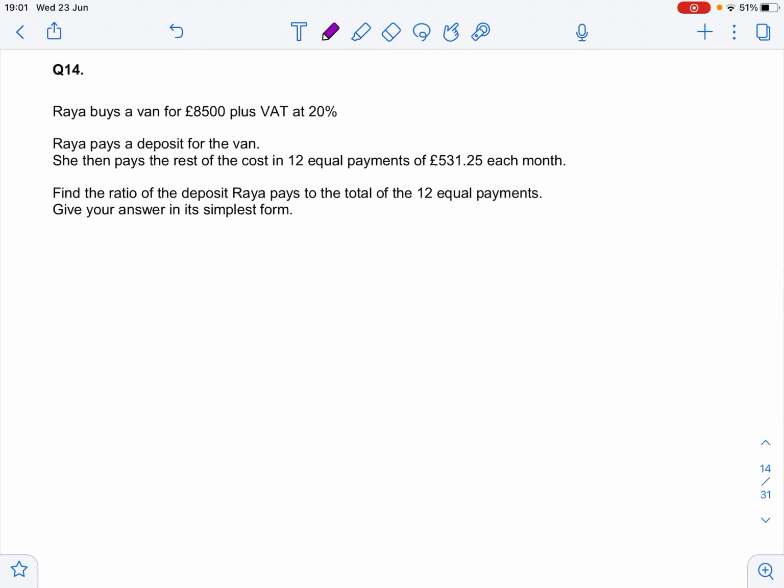Question 14. Write a best of 1 for 8,500 plus VAT at 20%. She pays a deposit for the van. She then pays the rest of the cost in 12 equal payments. Find the ratio of the deposit to the total of the 12 equal payments.